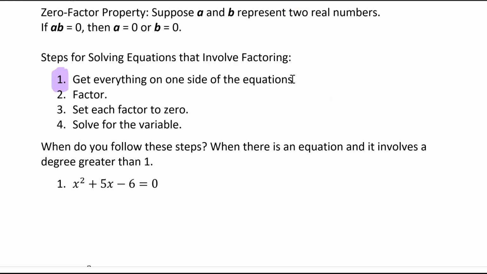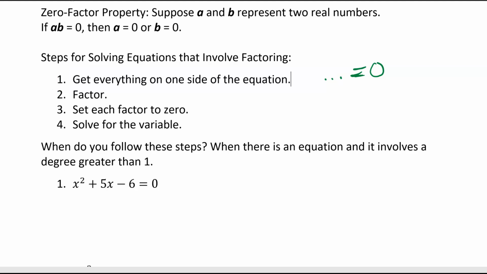And that just means that you're going to have a polynomial. So you're going to have something equals 0. You want everything to be on the left side equals 0, or everything on the right side and 0 is on the left. As long as 0 is on one side of the equal sign and everything else is on the other side, you've set up the problem to get started.